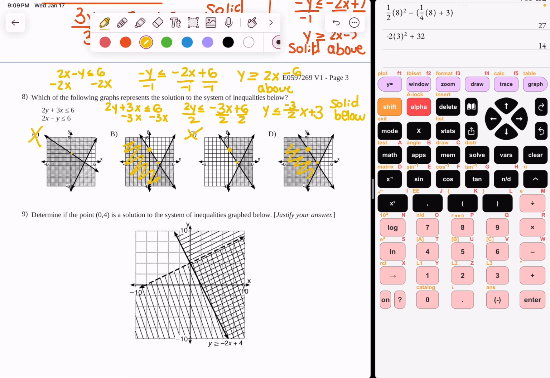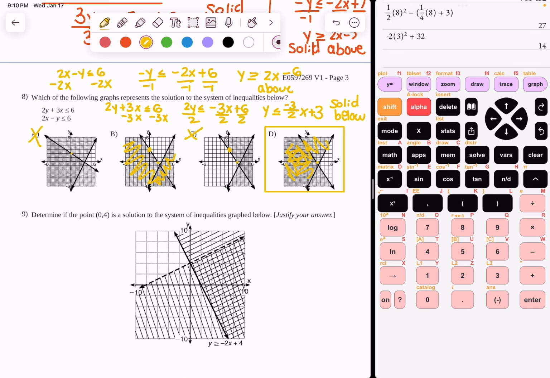So let's see which one's shading above. B is not shaded above. Well, no, actually, we're looking at this line now. Yeah, this is still shading below, so no good. But here, this one is shaded above, so it would be answer choice D. Nice.